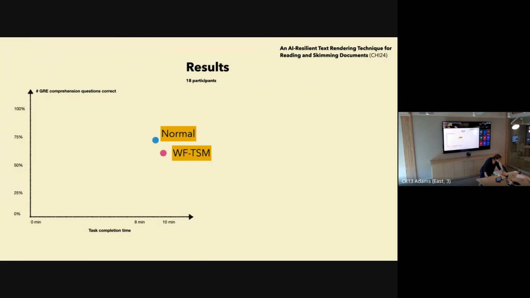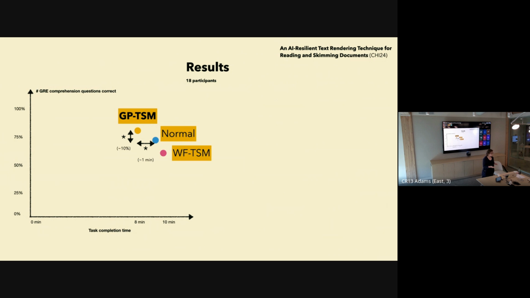In our study, we had a baseline, which is word frequency-based text salience modulation. In that they read slower and were less accurate answering GRE reading comprehension questions. With GPTSM, they were significantly more accurate in answering these questions, and they did it significantly faster. So we know that we are providing value.